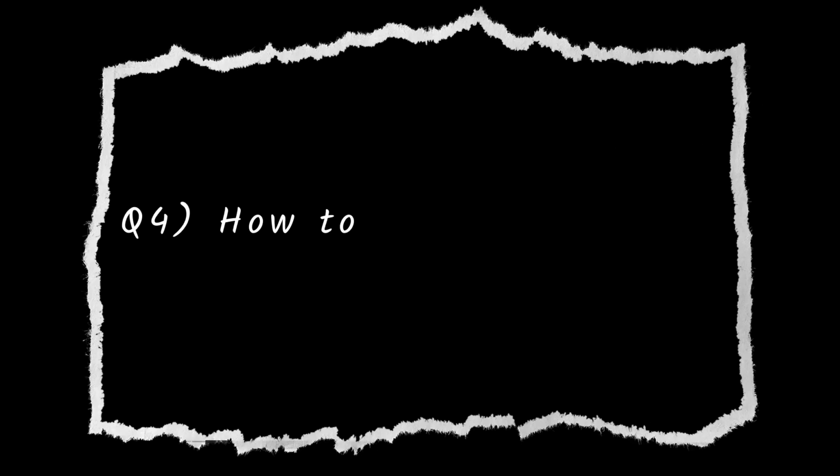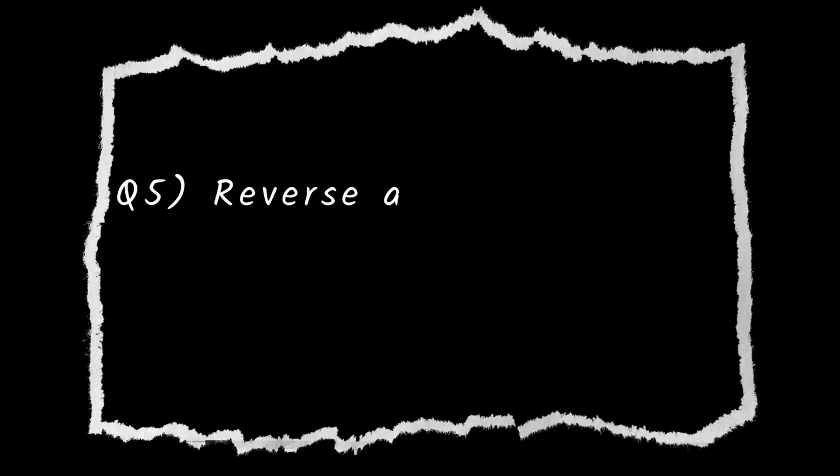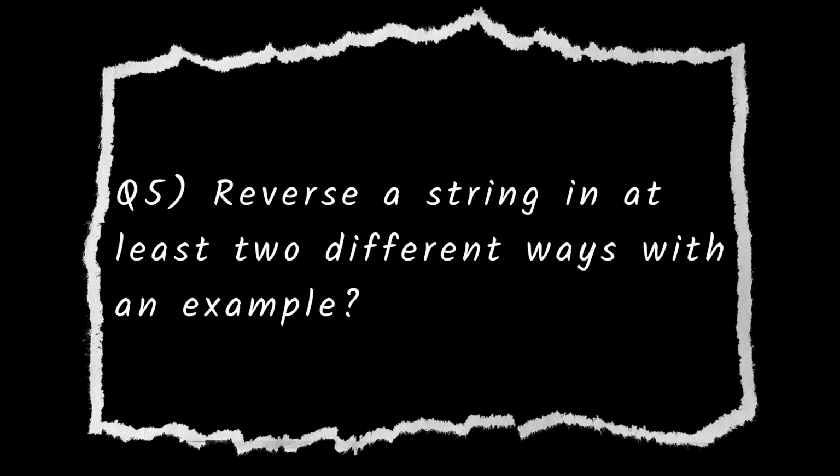The next question is, how to write a multiline string with an example? The next question is, reverse a string in at least 2 different ways with an example.